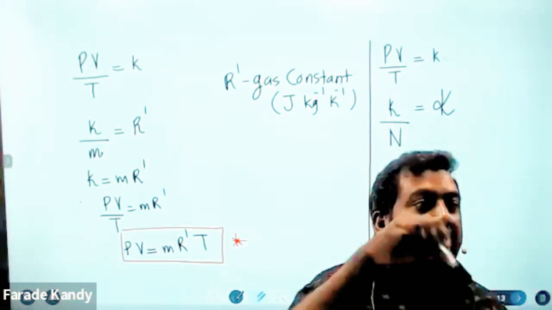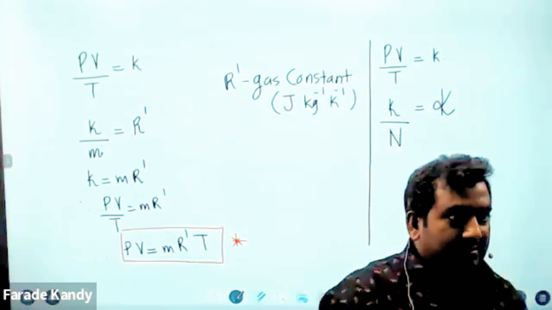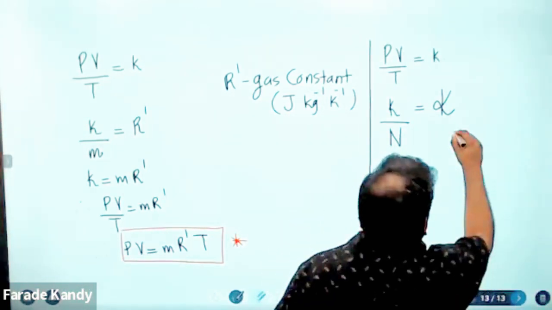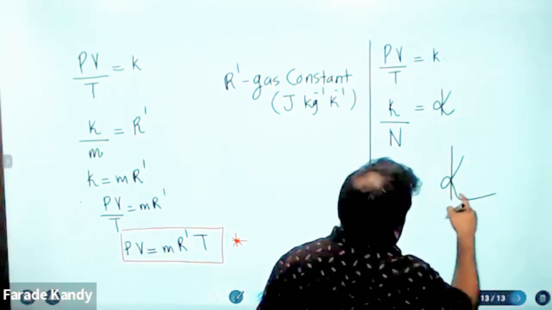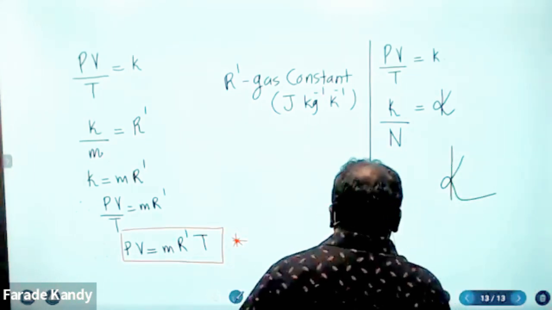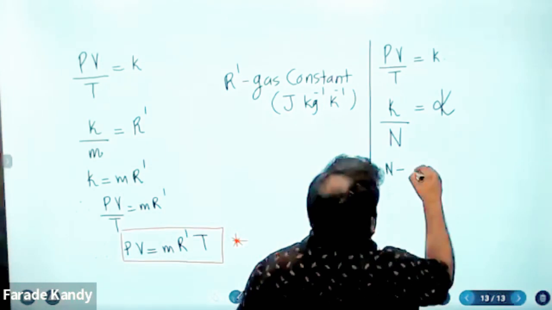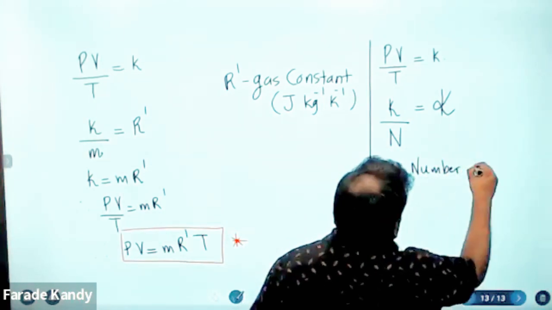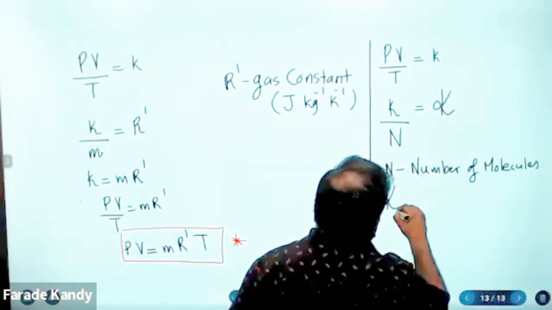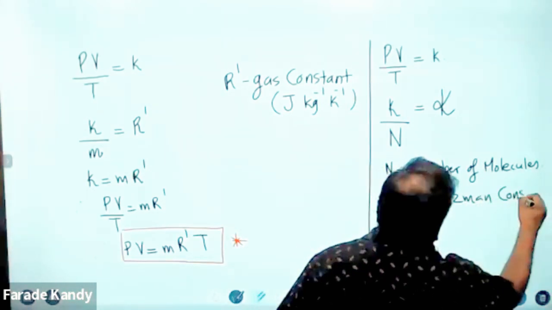Boltzmann constant, you write a K with a bow at the back. You have seen frocks, girls with the bows. Like that, you put a K at the back. So here it will come like this, then here like that. That's Boltzmann constant. So N is number of molecules.